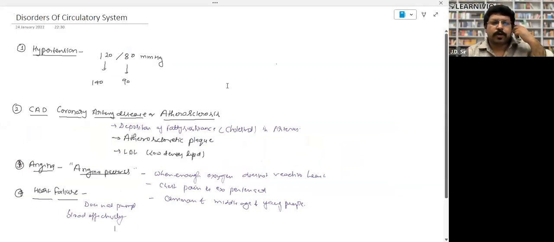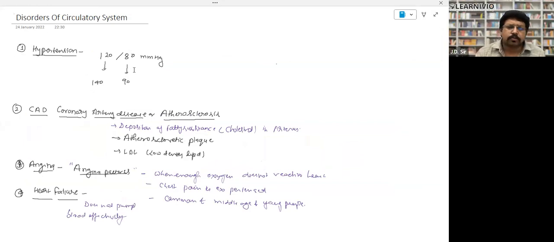Normal blood pressure is 120 and 80, right? But this 120 can go up to 140 and 80 can go up to 90. This is also normal. If you have 140 over 90, it's not abnormal. Sometimes due to exertion or activity it takes place. So practically 120 to 140 and 80 to 90.